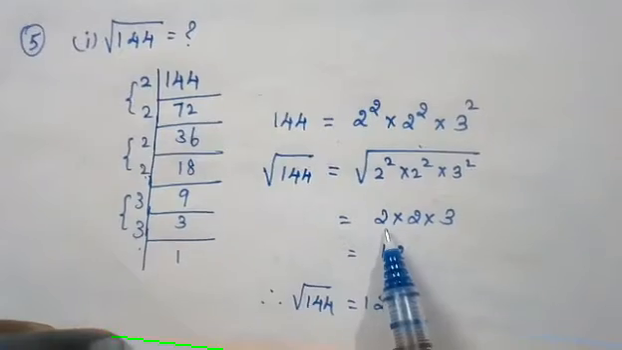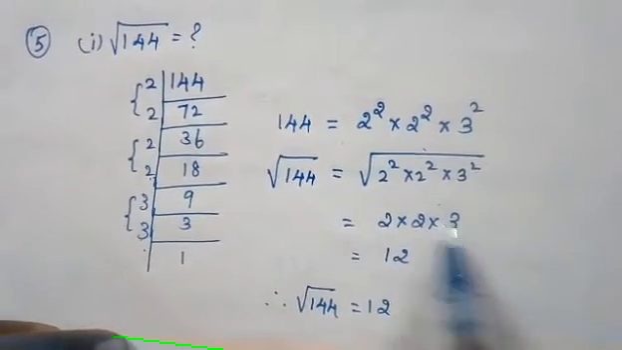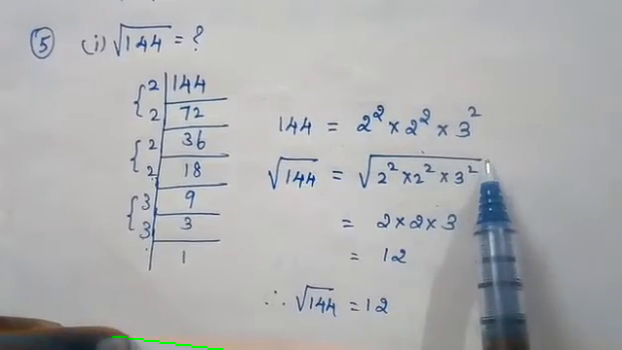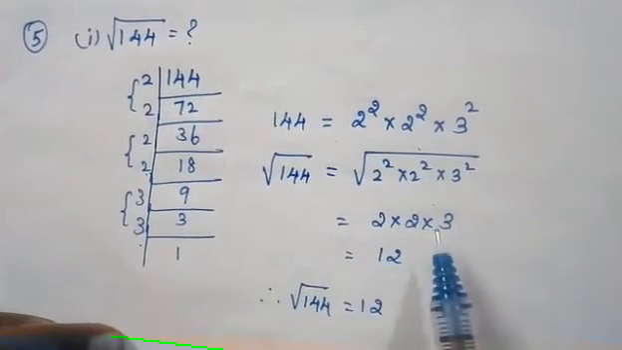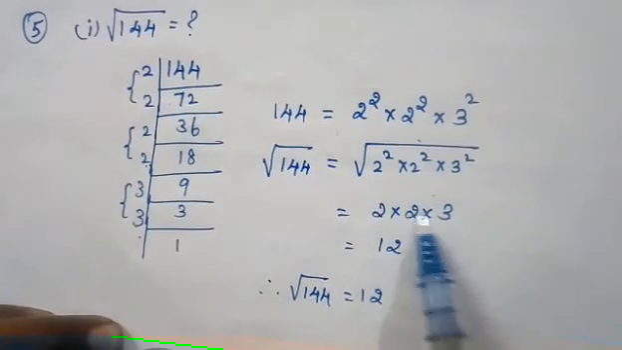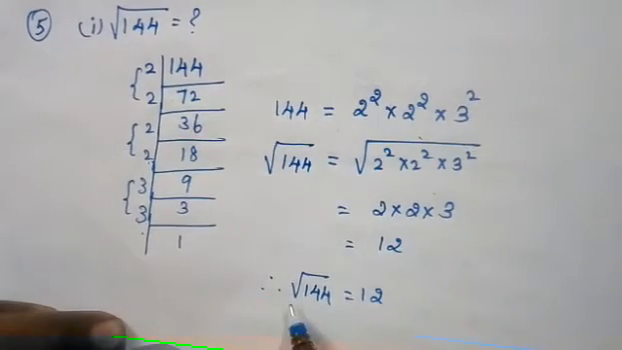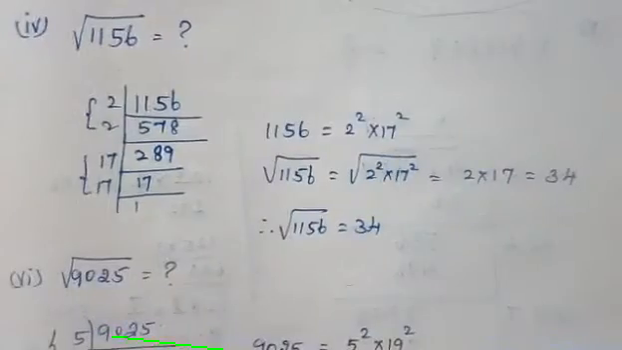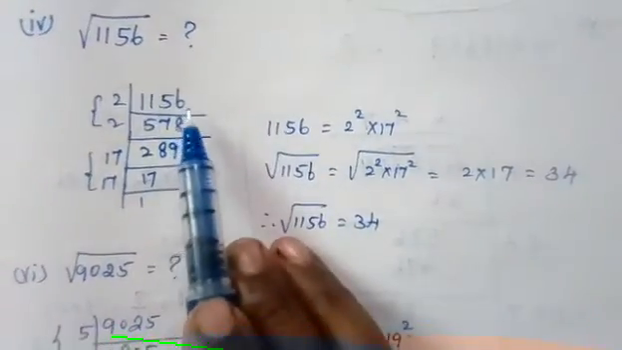So that means 2 into 2 into 3. Inside the root we have a square number and we have a square root, so square and square root become cancelled. So 2 into 2 into 3. That is 2 2s are 4, 4 3s are 12. So therefore the square root of 144 is equal to 12. Fourth problem, 1156.